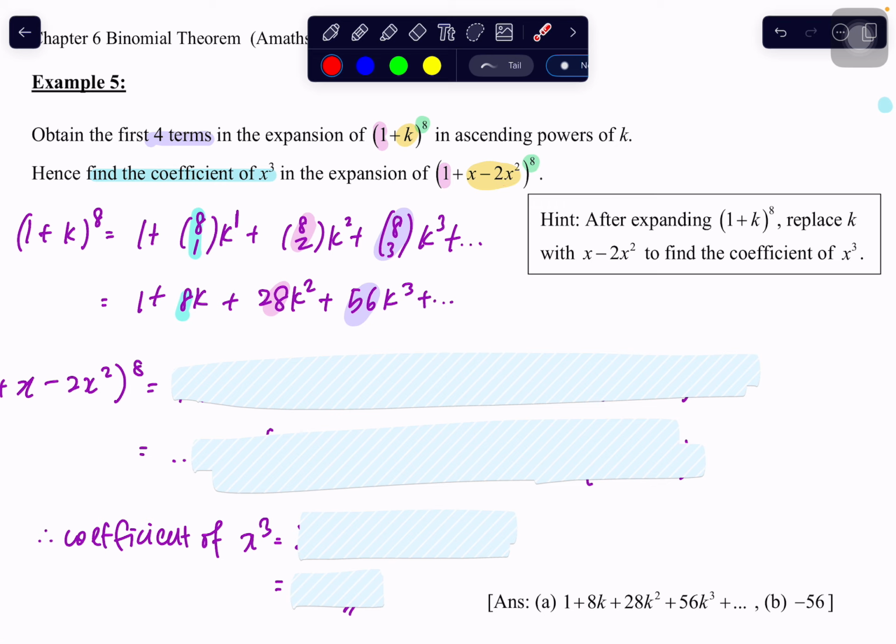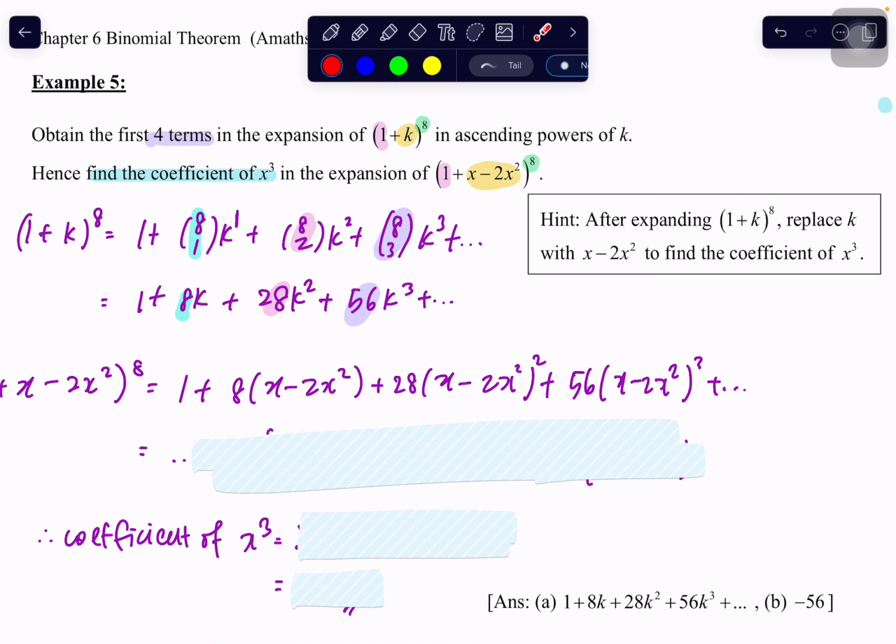Okay, and from there, we will only expand terms that allow us to obtain x cubed, because I want the coefficient of x cubed. So any other terms, the constant term, the x squared term, the x to the power 4 term, and so on, I'm not interested. I only want x cubed. Okay, so the first step, I'm going to replace all of my k's by x minus 2x squared. Alright, so these are all my replaced terms.